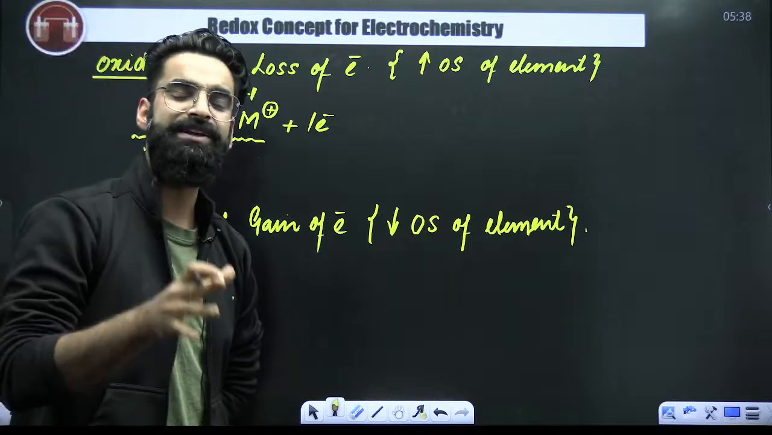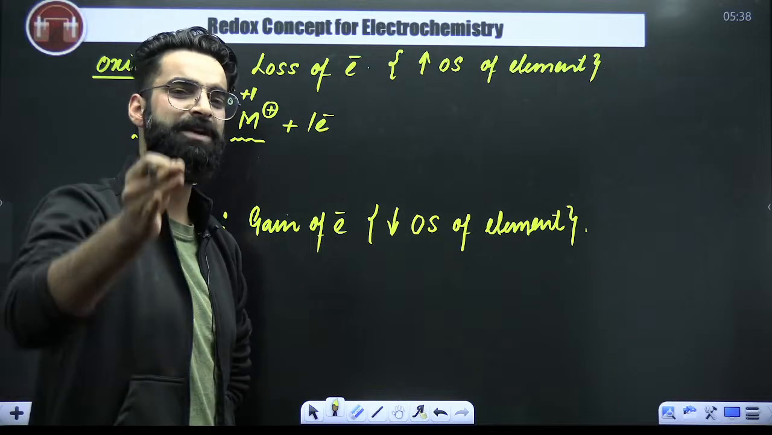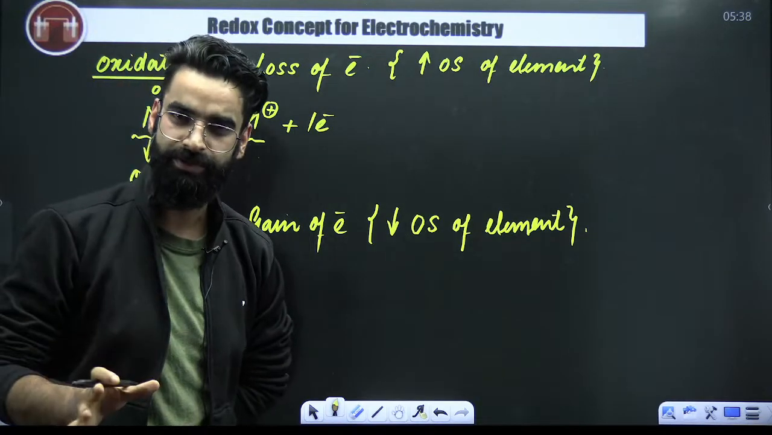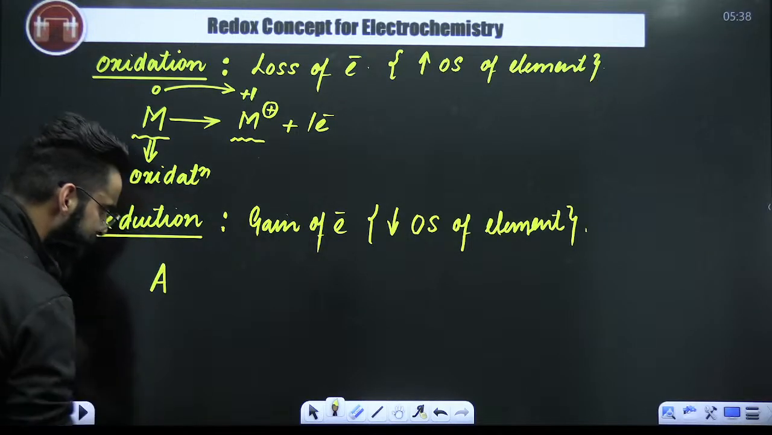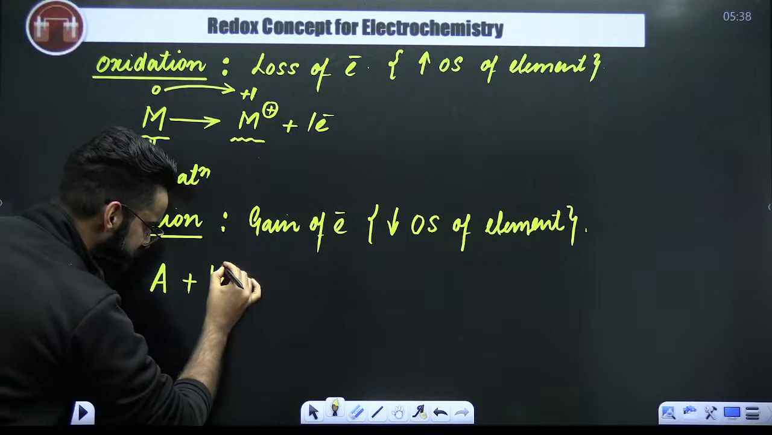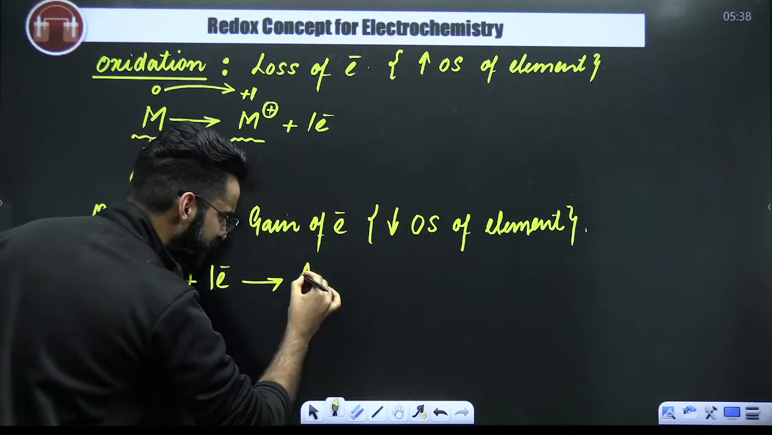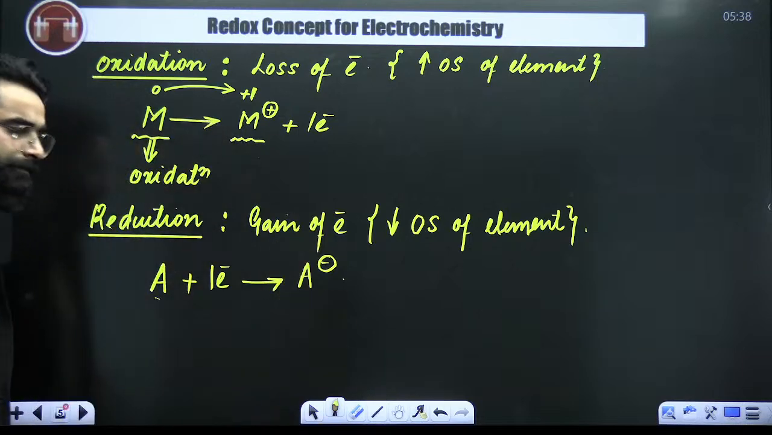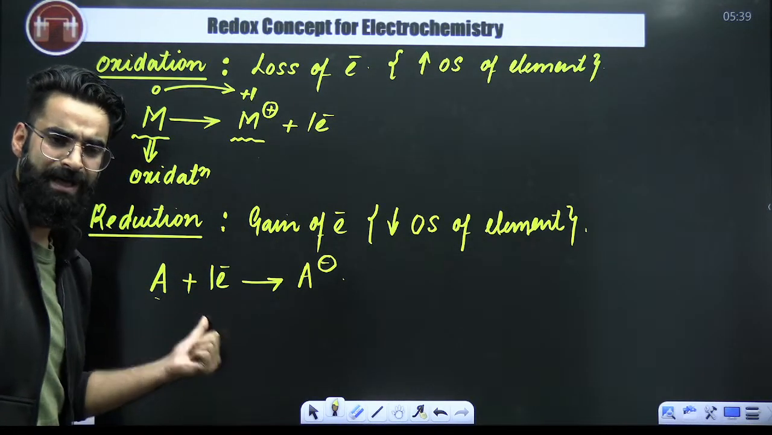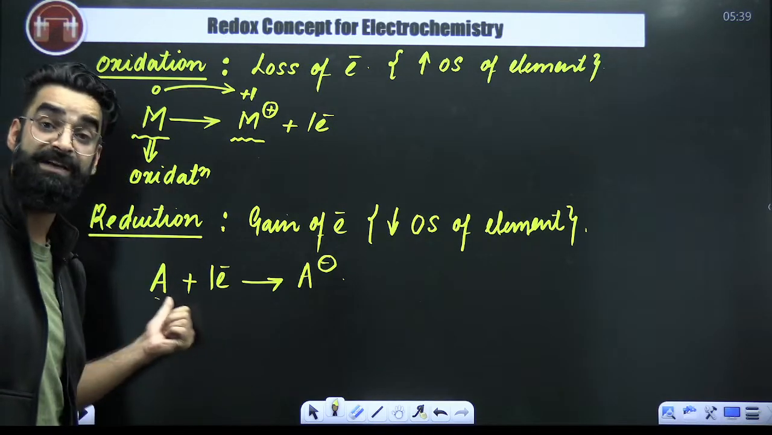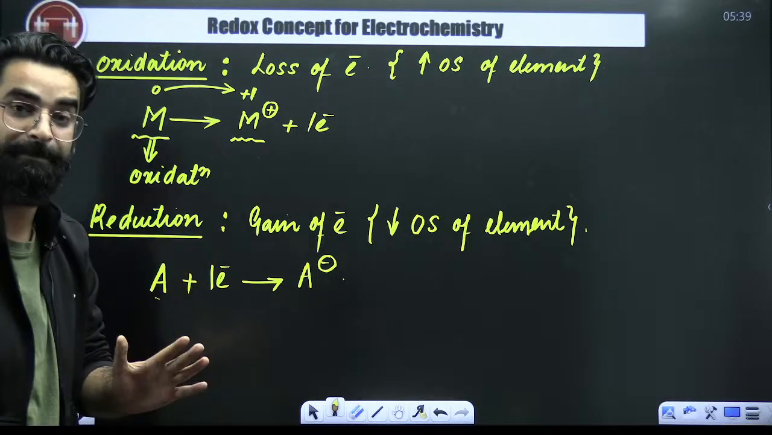Whenever you see the oxidation state of any element decreasing with time, do remember that particular species will be undergoing reduction. For example, let's say I have got an element A and I'm giving one electron to this element. This A, after gaining one electron, let's assume that it's getting converted into A negative, right? So first of all, is this process involving gain of electrons? Absolutely, this particular process is involving gain of electrons.